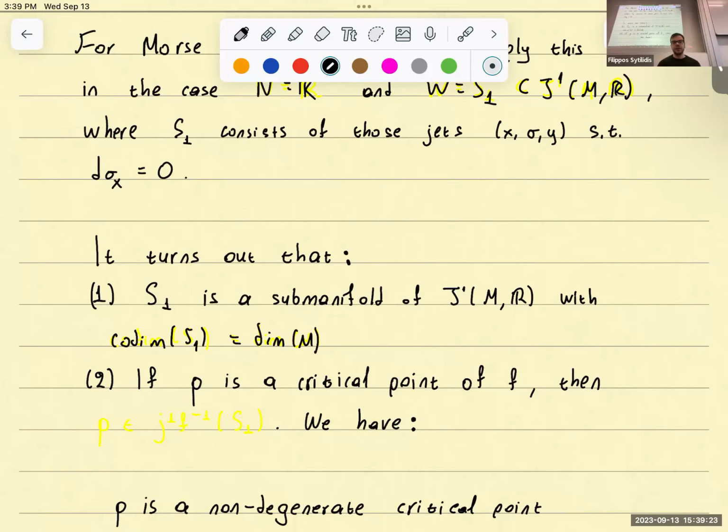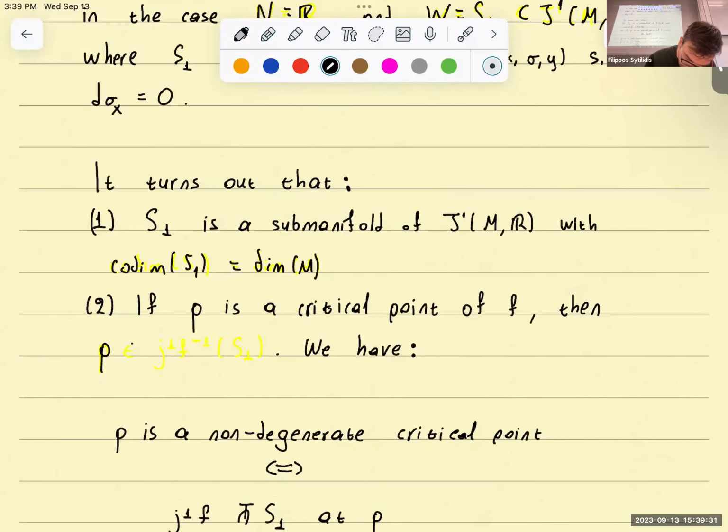And then the other thing is that if P is a critical point, then the first thing we have to note is that by the way I defined S1, if I look at the inverse image of S1 under j^1 F, P is going to be in it. Because P is a critical point if the derivative of F at P is 0.